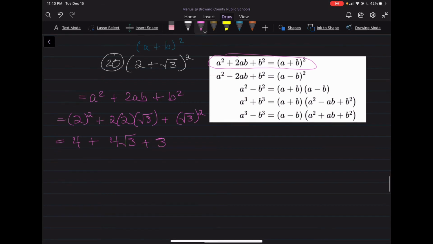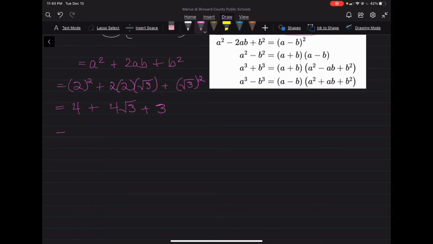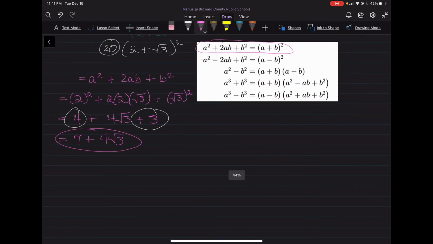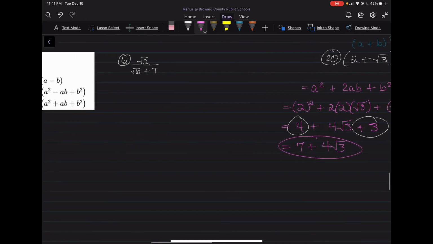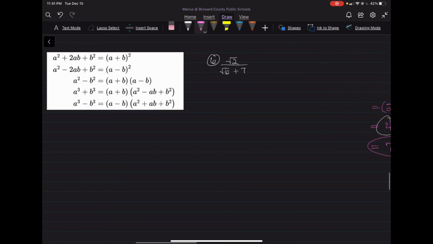And now we're going to simplify this some more. You can only add the 3 and the 4, which makes that 7 plus 4 square root 3. And this here would be our final answer. Okay? Let's take a look at number 6.